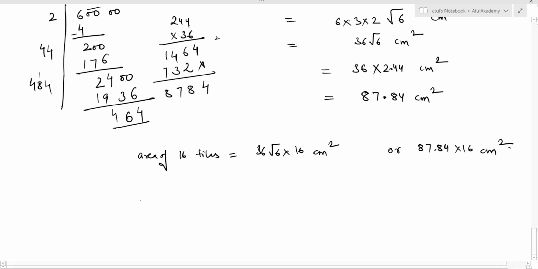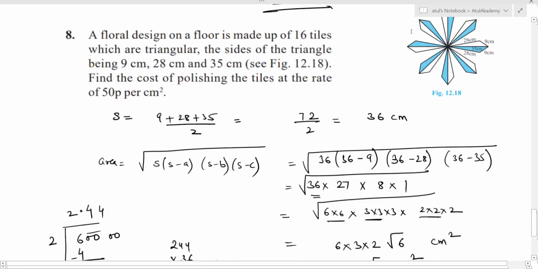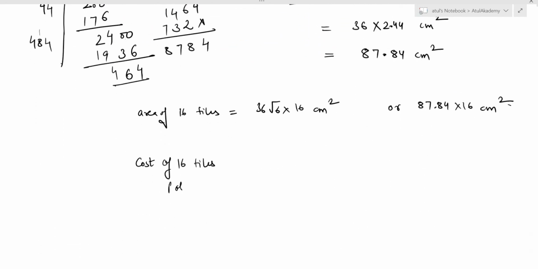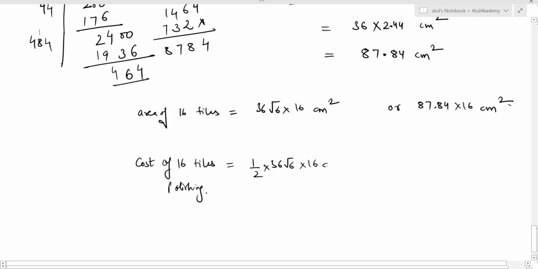Okay, then it says you have to get what? You have to get cost. Cost of these 16 tiles. Cost of what? Polishing. Cost of polishing, I think. Yeah, polishing these 16 tiles. For one tile, it was 50 paisa. So 50 paisa is 50 by 100, which is 1 by 2 into 36 root 6 into 16 rupees. I will have to write it in rupees. So I can do it like that also.